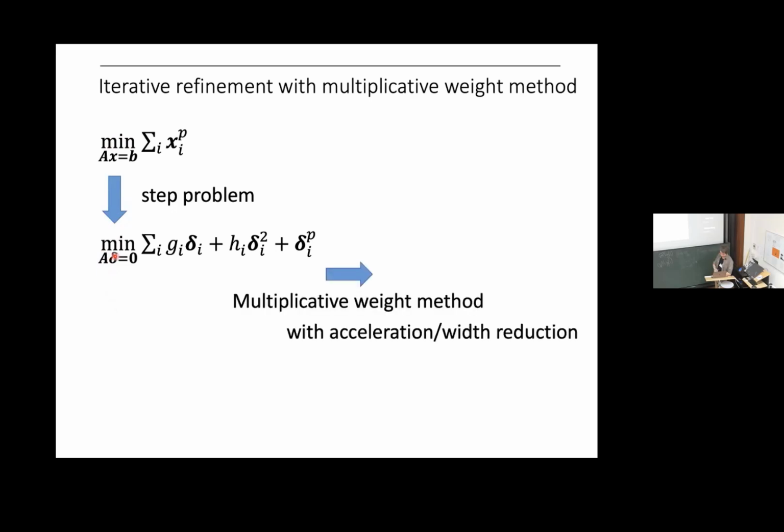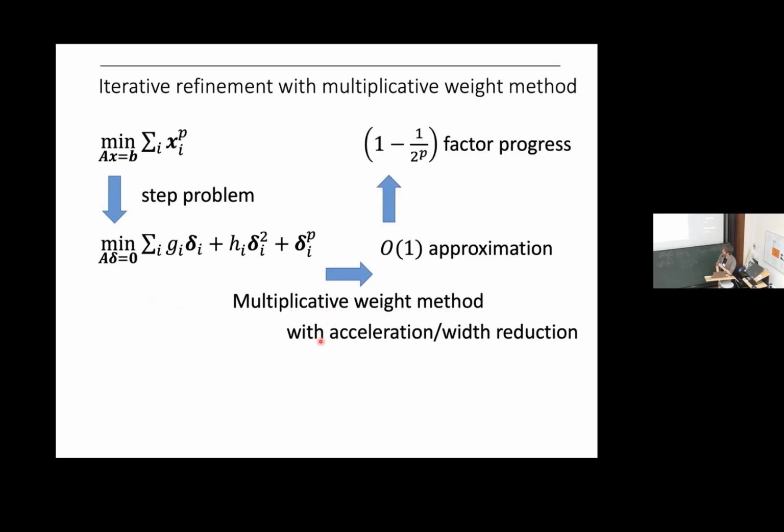Then we're going to solve this with this multiplicative weight method that has acceleration or width reduction. So the way I can actually formally understand this is it's width reduction, but I like to point out that it is in some sense also acceleration, even though I don't have a good handle on what that sense is yet.